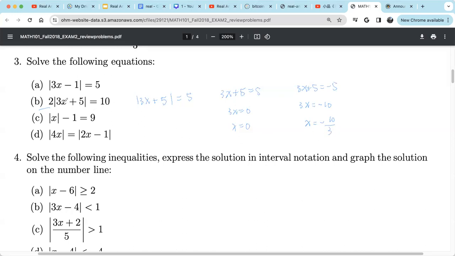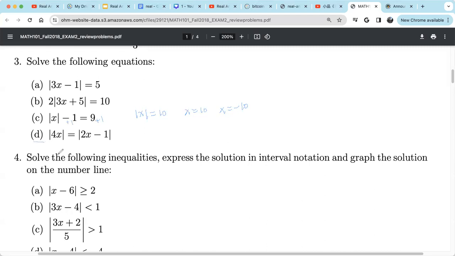We could check. If x is 0, 3 times 0 is 0, 0 plus 5 is 5, 5 times 2 is 10. If x equals negative 10 over 3, 3 times negative 10 over 3 is negative 10, negative 10 plus 5 is negative 5. The absolute value of negative 5 is positive 5. So two solutions. Now let's see C. For C, we want to add 1 first on both sides. So when we do that, we have the absolute value of x equals 10. That means x equals positive 10 or negative 10, right?